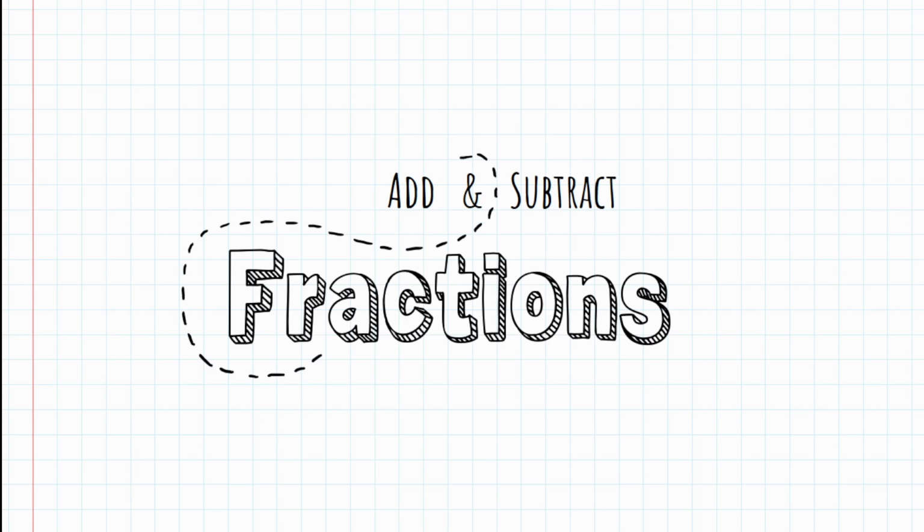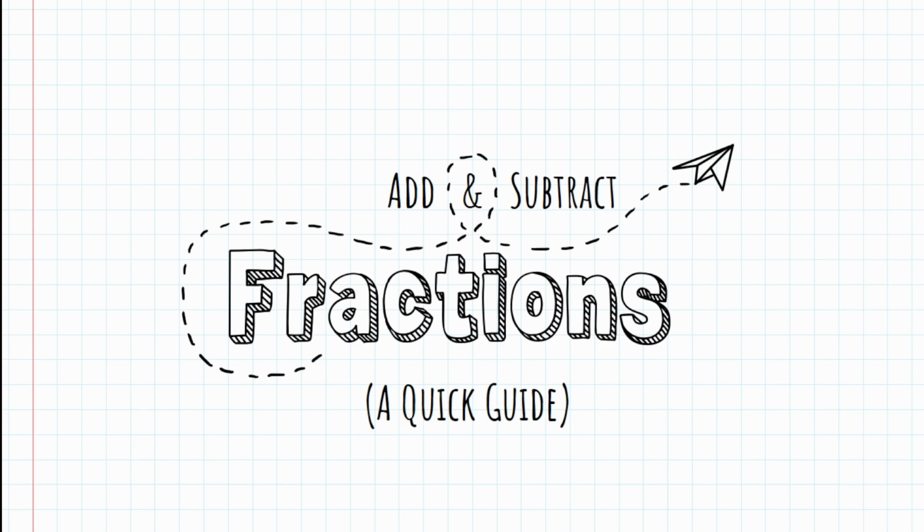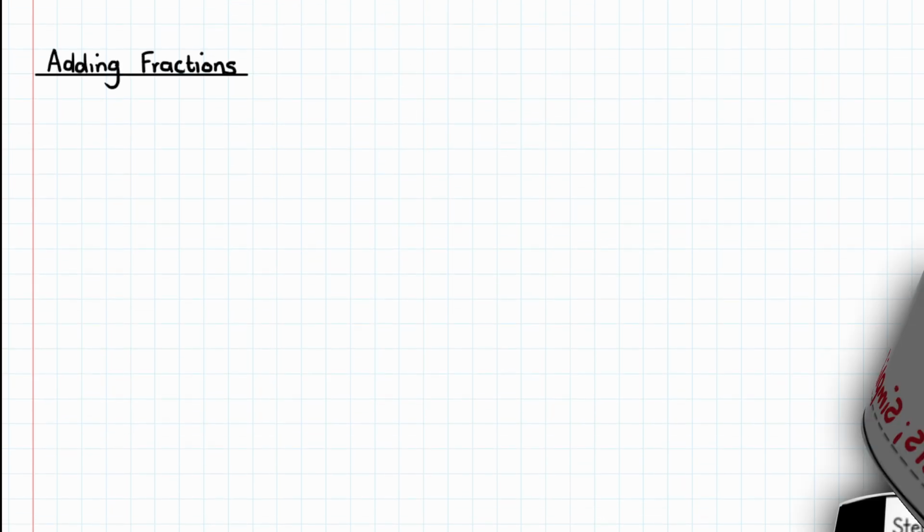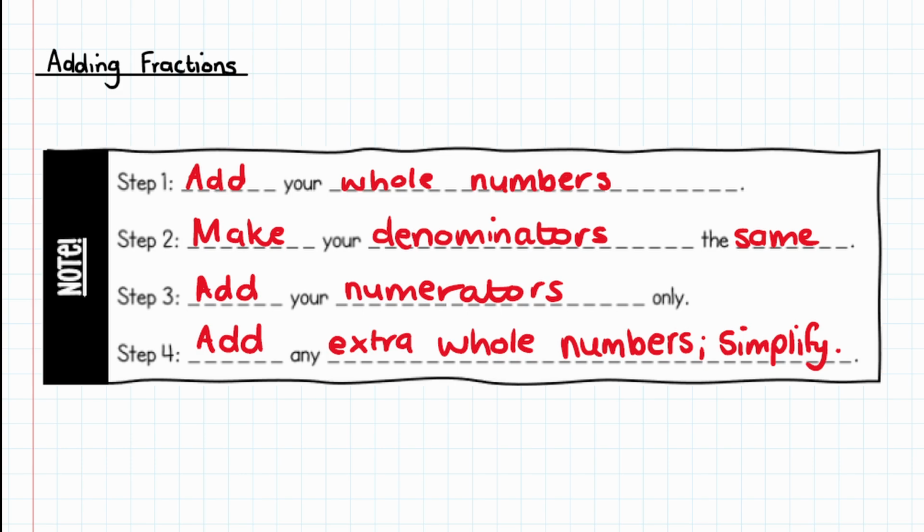Today, let's have a look at a quick guide to adding and subtracting fractions. Let's start with addition by taking note of the following important steps. Step 1. You should add your whole numbers. Step 2. Make sure your denominators are the same. Step 3. Add your numerators only, leave the denominators as they are. And step 4. Add any extra whole numbers, and don't forget to end by simplifying.